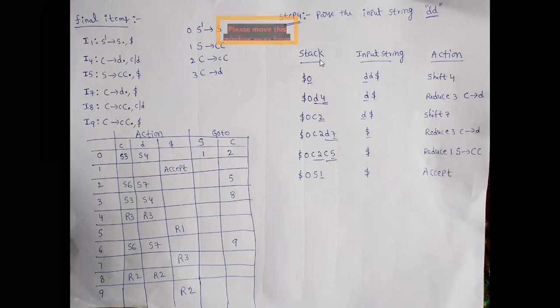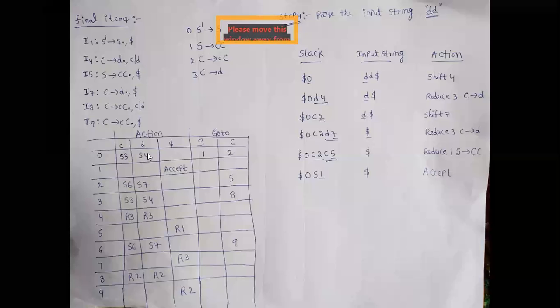Initially we are having 3 columns: stack, input string, action. In the stack, the bottom of the stack always has dollar, and then the first state number. So 0 is the first state, then push that state number into the stack. Then input string is dd and ends with dollar. So 0d. So we are considering 0 and d.